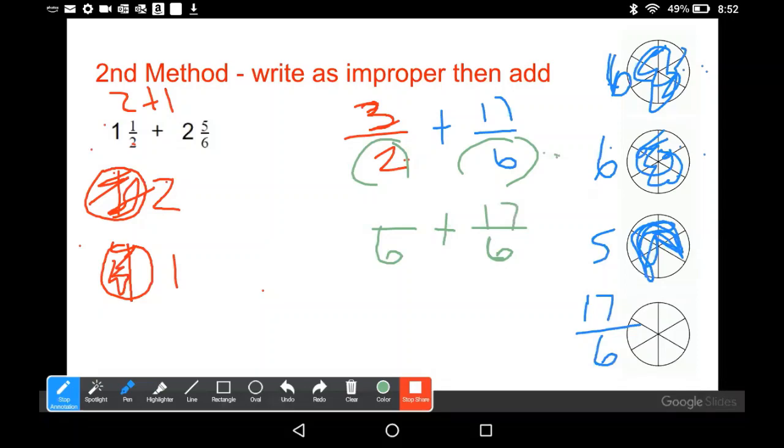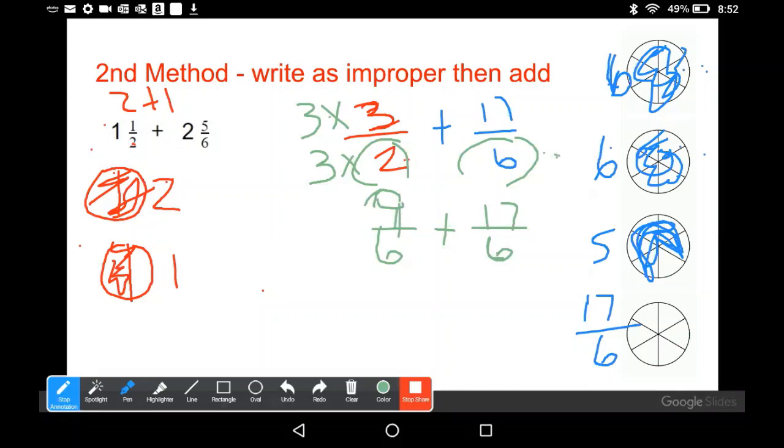No changing needed. But now I need to get the 2 to a 6. So what can I multiply 2 by to get 6? 3. 2 times 3 is 6. And if I do it to the bottom, I have to do it to the top. So 9 sixths. Right. Okay.